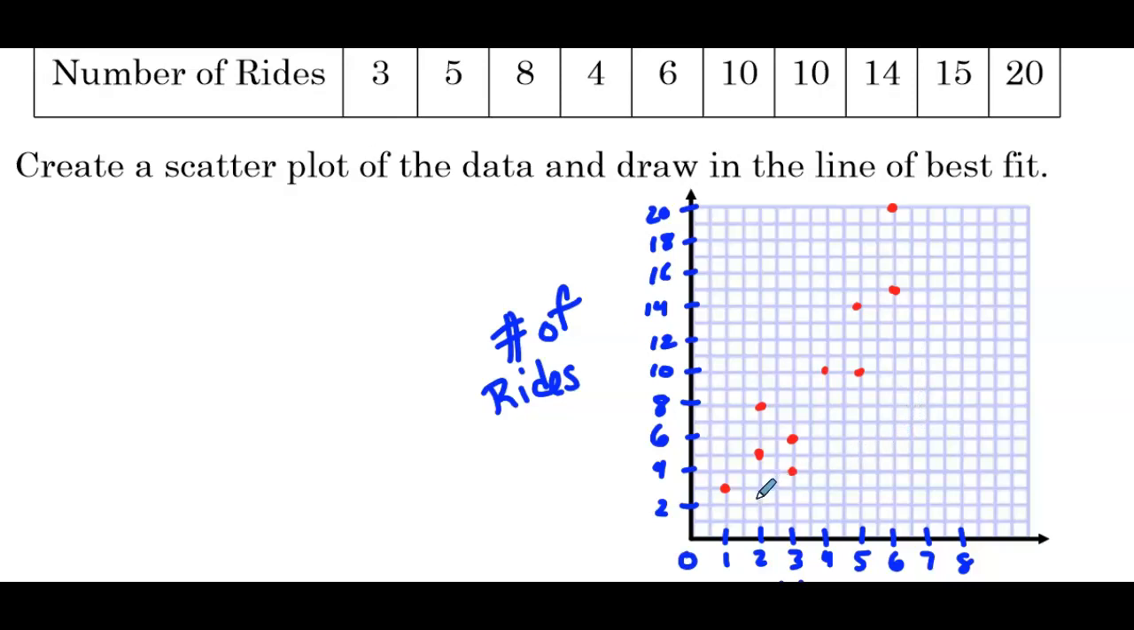Okay, so there we have our scatter plot. We want to draw in the line of best fit. We're going to estimate it as best we can. So that looks like a pretty good estimation for the line of best fit. Might not be perfect, but we'll find that equation when we use our calculator. So we have our scatter plot and the line of best fit. Now we want to transition into creating a residual plot.